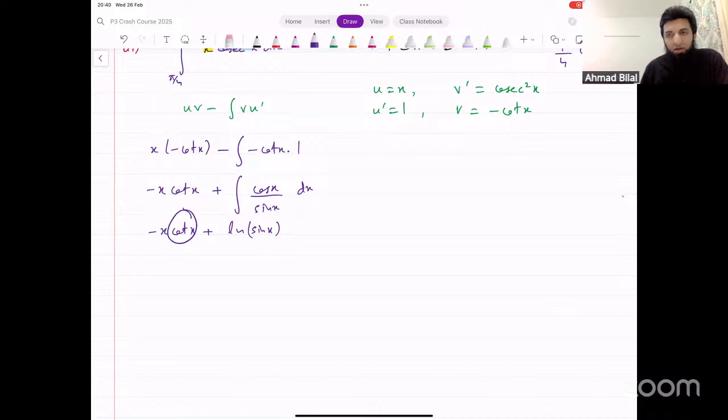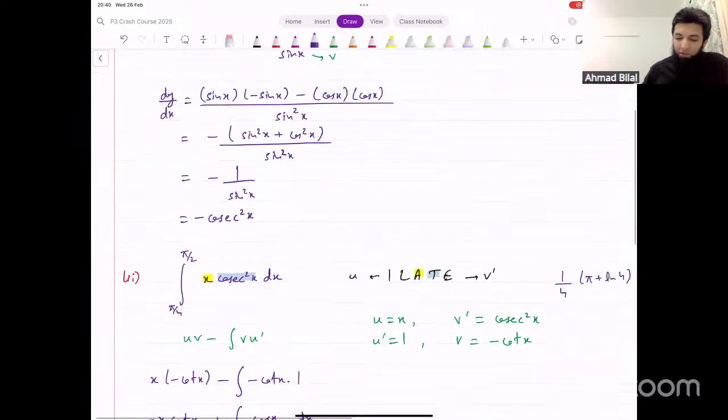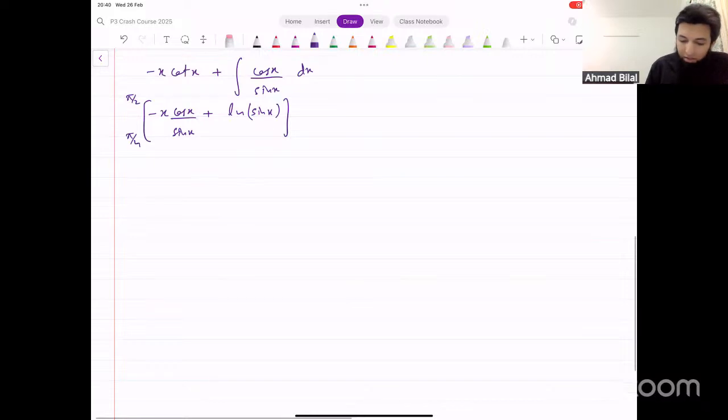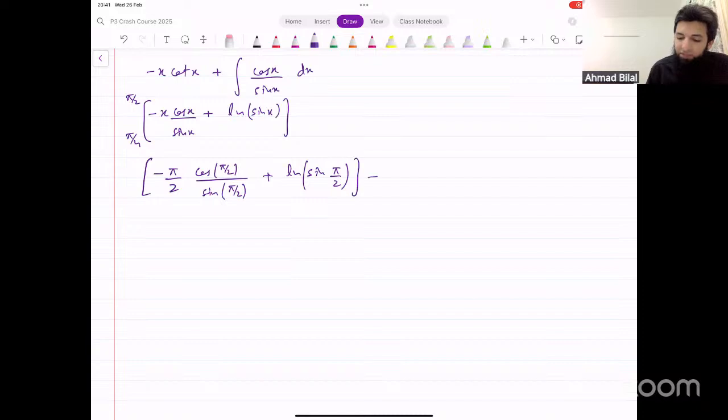The cot function is not in our calculator, so we can replace it with cos over sine, so that we can input limits easily. Cos x over sine x. And now input the limits from pi over 4 to pi over 2. We want an exact answer, right? Okay. Let's input pi over 2: minus pi over 2 into cos of pi over 2, divided by sine of pi over 2, plus ln of sine of pi over 2. Subtract from this the case when x is equal to pi over 4.